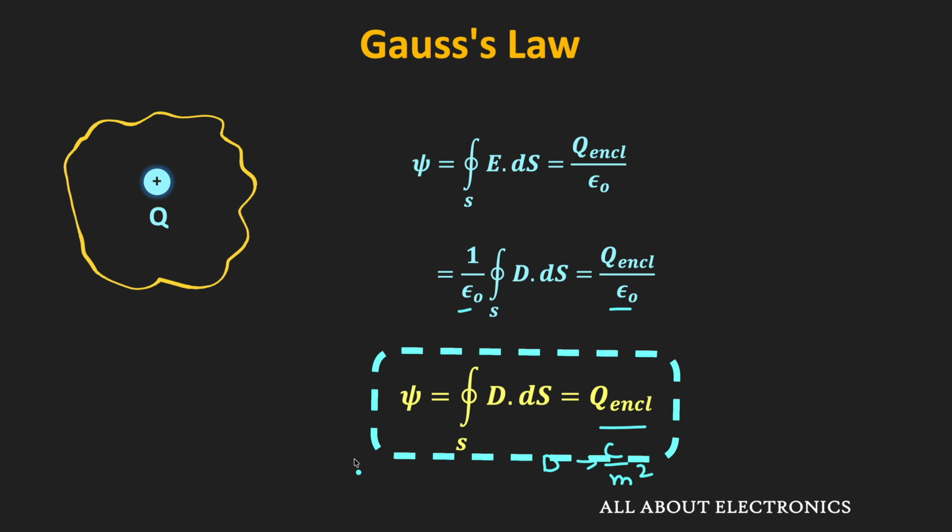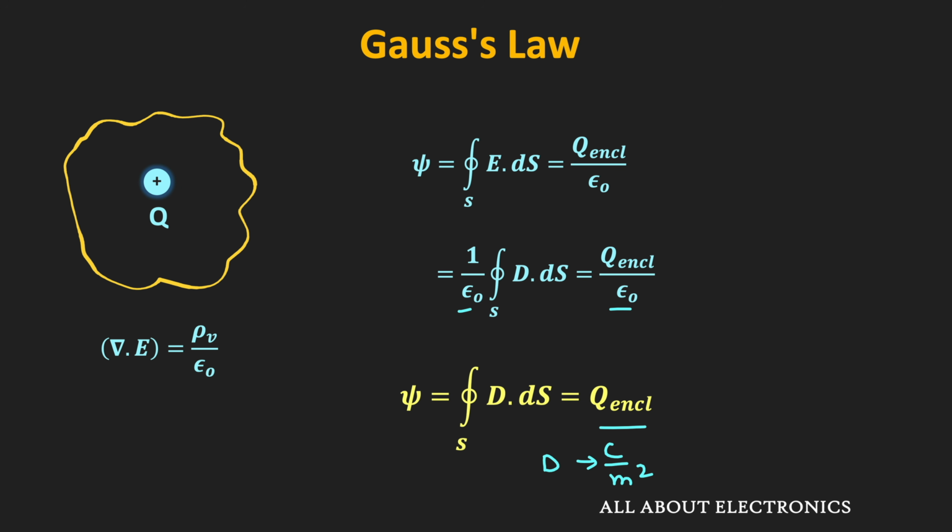So here, this expression is the expression of the Gauss law in the integral form. Similarly, we also know the Gauss law in the differential form. That is del dot E equal to rho v divided by epsilon naught. Now in this expression, if we replace E with D, then we will have del dot D divided by epsilon naught equal to rho v divided by epsilon naught. In that case, this epsilon naught will get cancelled out and we will have del dot D equal to rho v. So this is the expression of the Gauss law in the differential form.